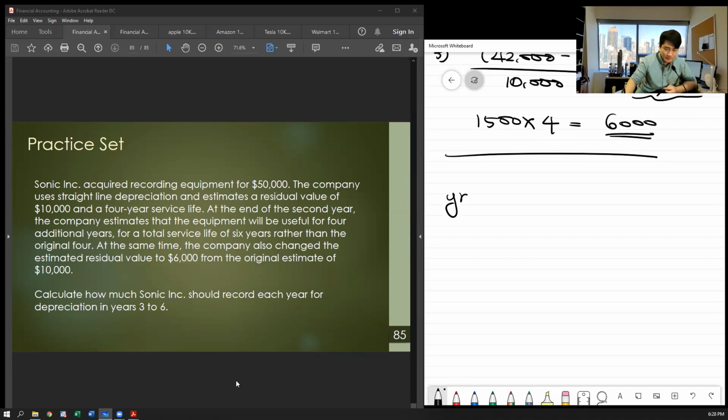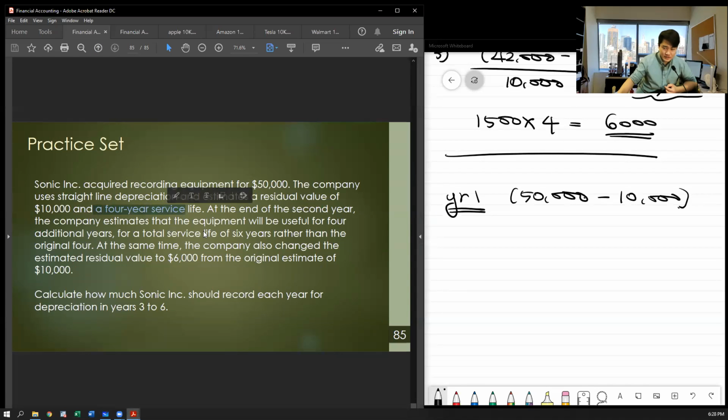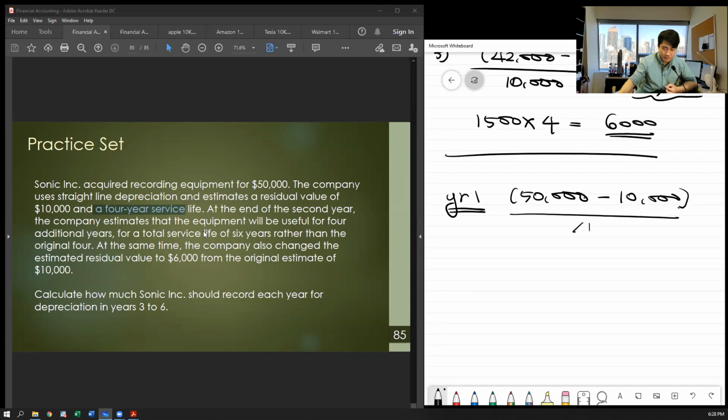So in year 1, the original cost is 50,000 and the residual value was 10,000. Okay, and the company elected the straight line depreciation method and the service life is 4 years. So we're going to divide it by 4. So every year, the company is going to depreciate $10,000. So that's the first year.